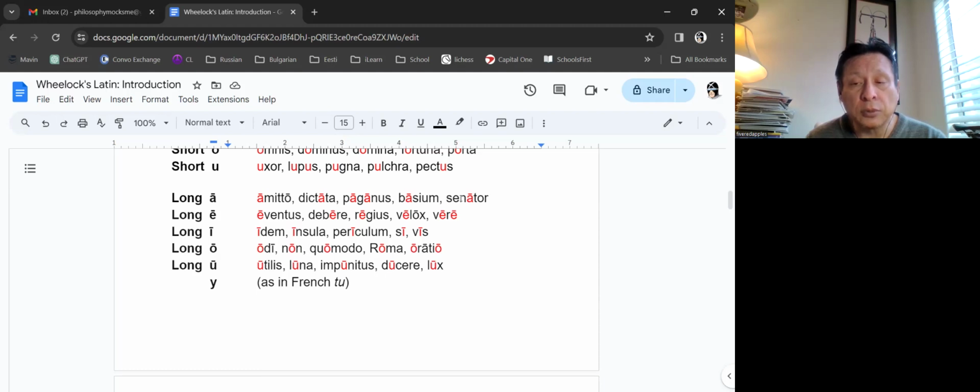Lūna, which means moon, right? A lot of people name their cats Moon. I don't know why. Well, maybe because cats hang out at night. Lūna is moon. Impūnitus.